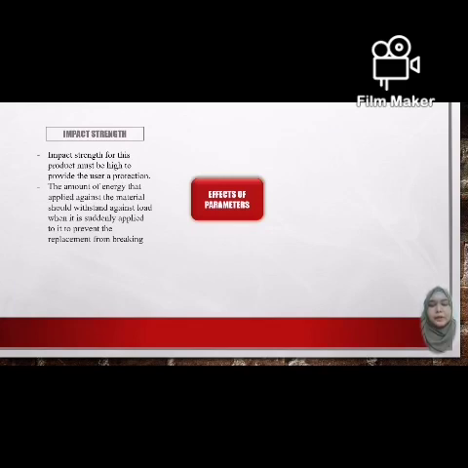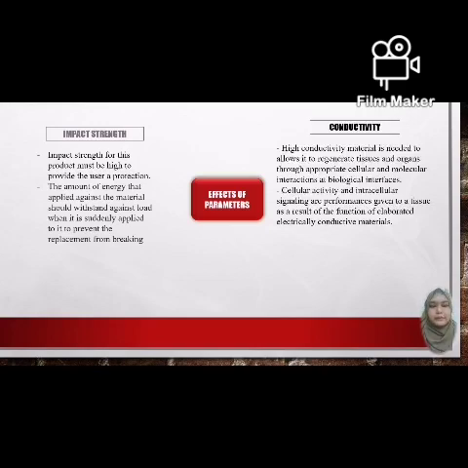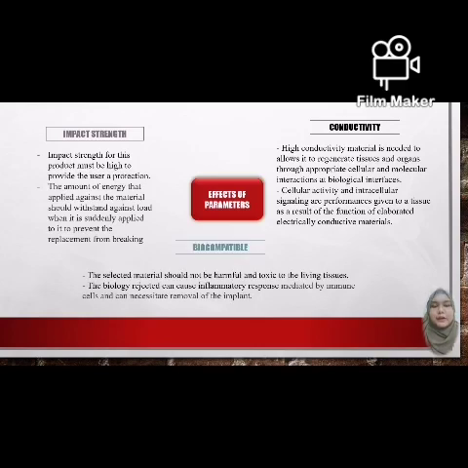Impact strength for this product must be high to provide the user protection from a shock wave. The next parameter is conductivity. This product should have a high conductivity material to allow it to regenerate tissues and organs. The last parameter is biocompatibility. The selected material should not be harmful or toxic towards the user, as it will cause an inflammatory response or the removal of the implant.